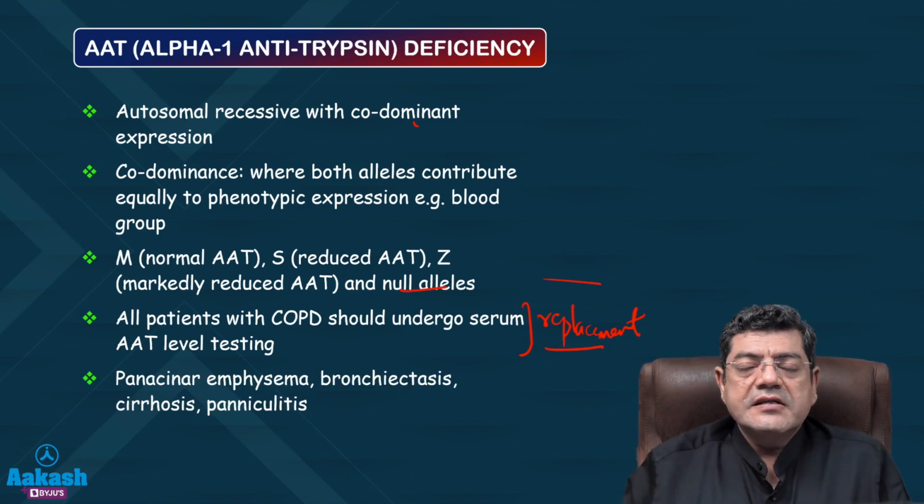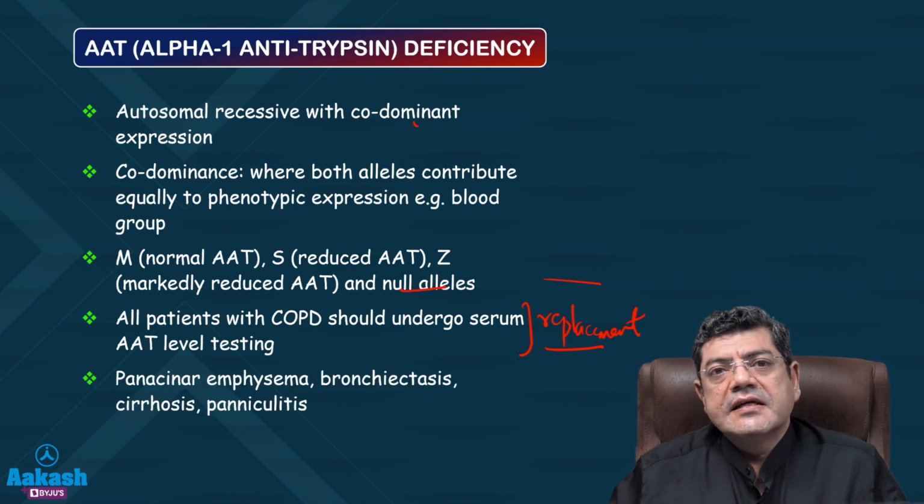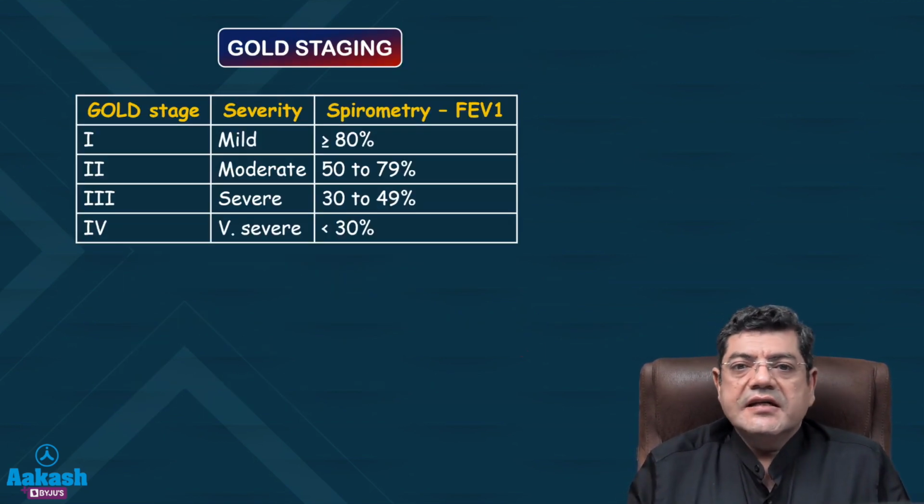And we discussed how all these features can be seen in patients with alpha-1 antitrypsin deficiency. That's the staging. GOLD is Global Initiative for Obstructive Lung Disease. The staging is based on the FEV1. That's what you should remember.